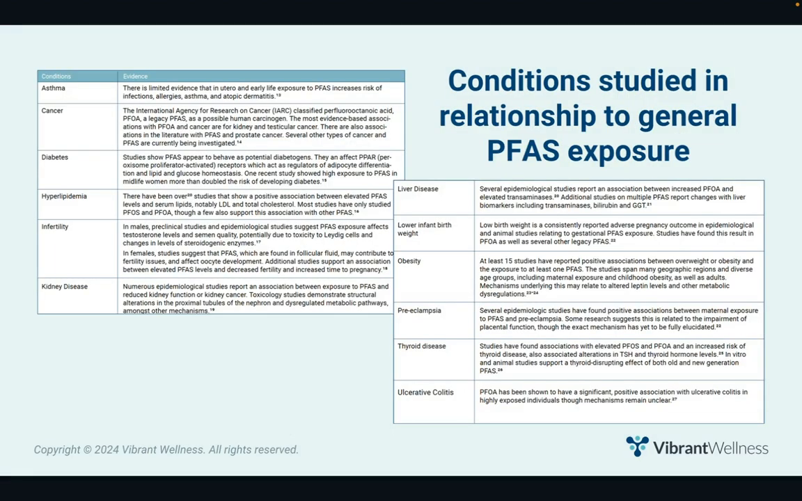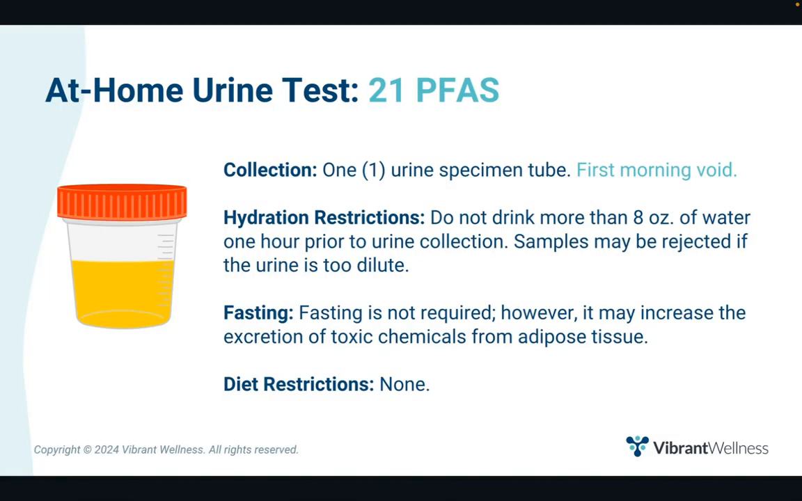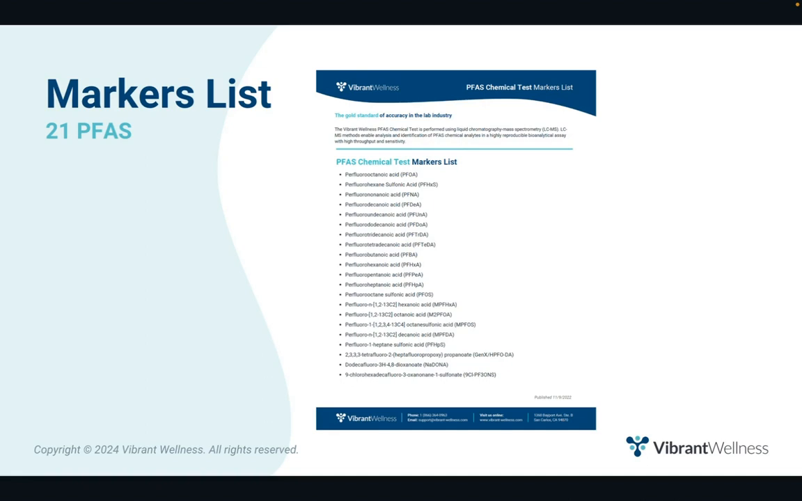Research on the health harms of PFAS is widely available. This table highlights some specific conditions that have been studied in relationship to general PFAS exposure, including asthma, cancer, diabetes, infertility, obesity, and thyroid disease. Vibrant's PFAS test is an easy at-home urine test that uses the gold standard liquid chromatography mass spectrometry to measure the levels of 21 PFAS chemicals present in the urine.